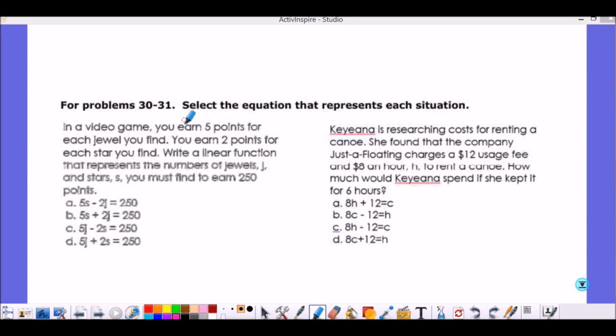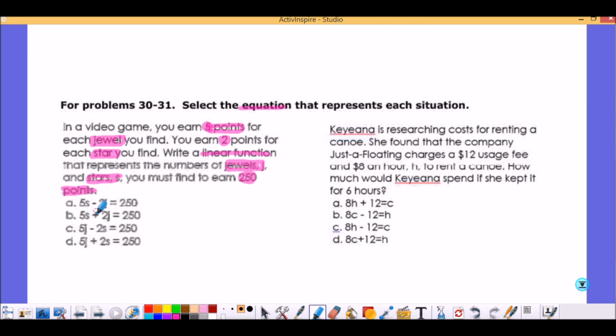For problems 30 and 31, we're going to find the equation that best suits the word problem. So in a video game, you earn 5 points for every jewel you find. You earn 2 points for every star that you find. Write a linear function that represents the number of jewels, which we're going to use as J, and S for stars when we earn 200 points.